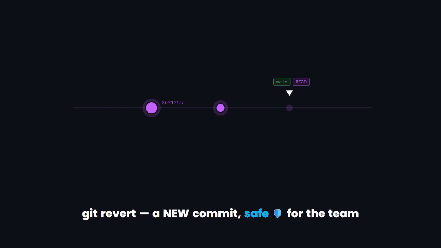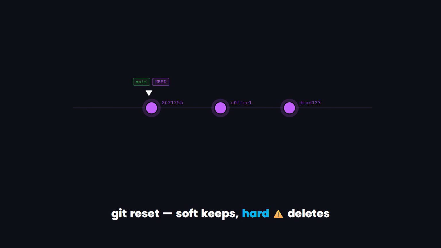What if you committed a bad change and it's already shared with the team? Okay, don't rewrite history. Git revert creates a new commit that cleanly undoes the old one. Safe for everyone. Now, if you're working alone and you want to truly rewind, Git reset moves your branch back. Reset soft keeps your work, but reset hard, that deletes it. So treat hard like a loaded gun.